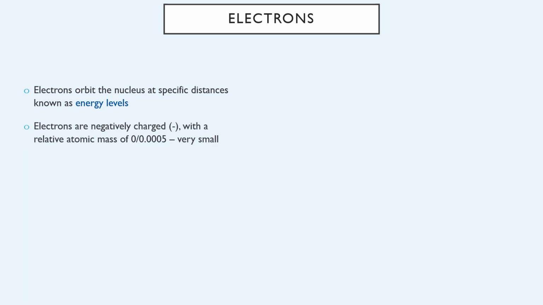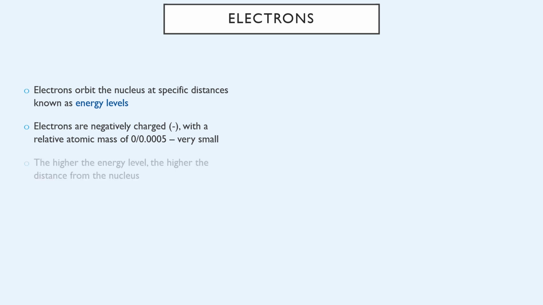We have discussed when and how electrons were discovered in the past, but now let's learn more about the structure of an electron. Electrons orbit the nucleus at specific distances and fixed shells known as energy levels. Electrons are negatively charged with a relative atomic mass of 0.0005, which is very small and is often referred to as negligible in exam questions.